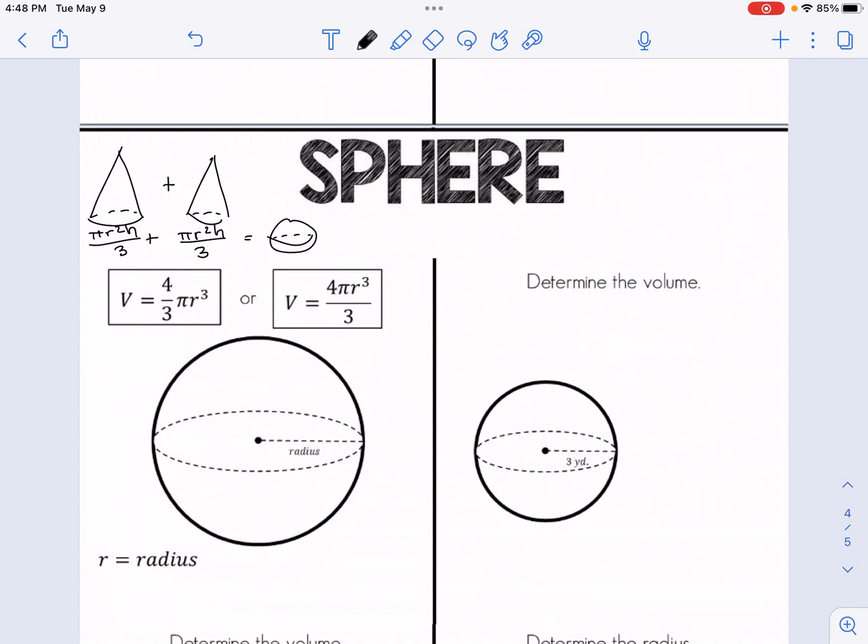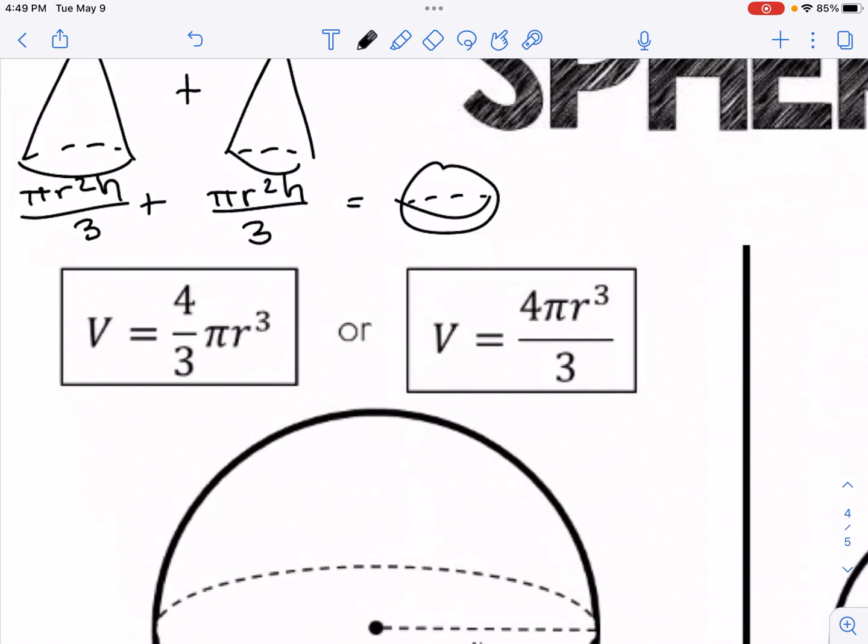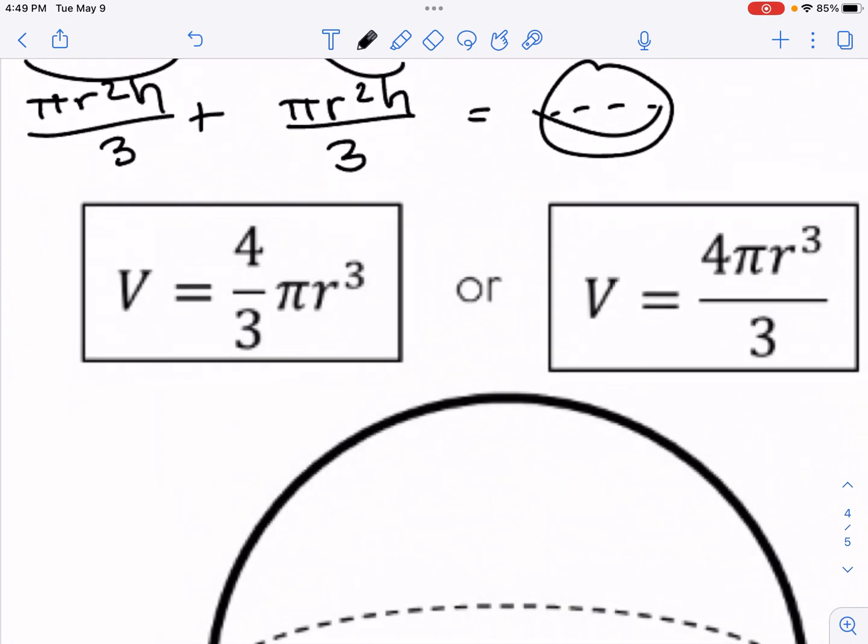All right, so this is our last three-dimensional figure that we're going to be identifying the volume of and highlighting other variables within. And that is a sphere. So a sphere is, right, think about a three-dimensional ball. It is anything really circular.